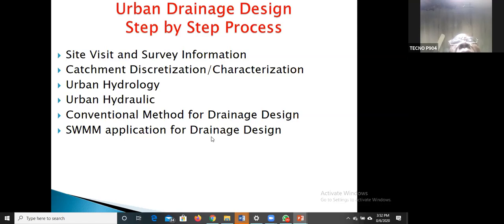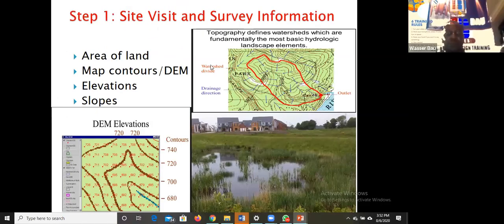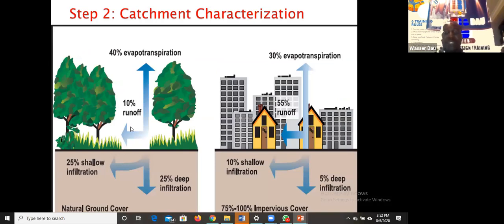So these are what you do. For you to visit your site, what is the area of the land? What is the map? Do you have the detailed elevation model? What are the elevations? What are the slopes? So these are what you ask for in terms of the survey information. Please take notes. The second thing is catchment characterization.